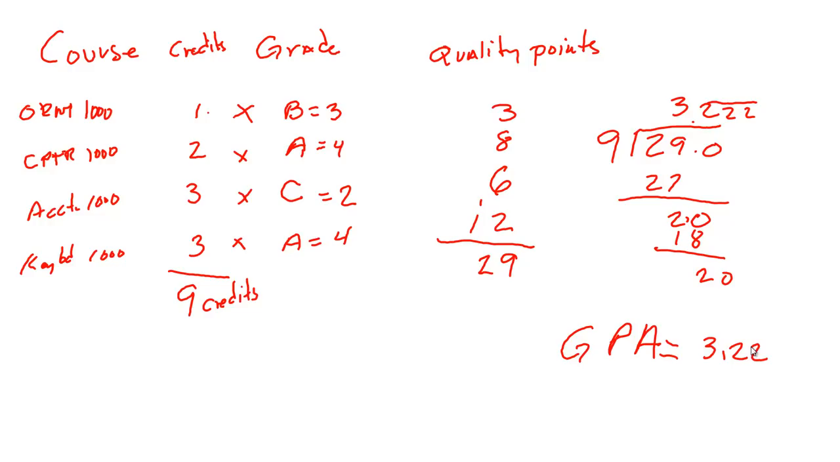Another way that it's done on the computer is that they just add up all of the credits and all of the grades, and then divide the number of quality points by the total credits that have been attempted. But that's what I'm going to be asking you to do.